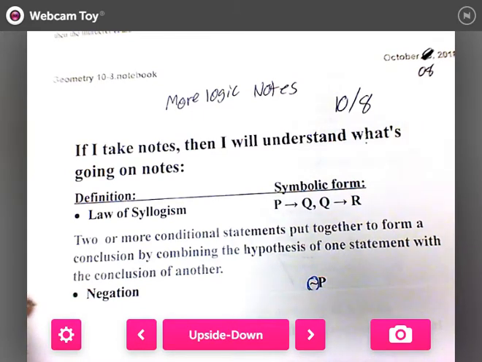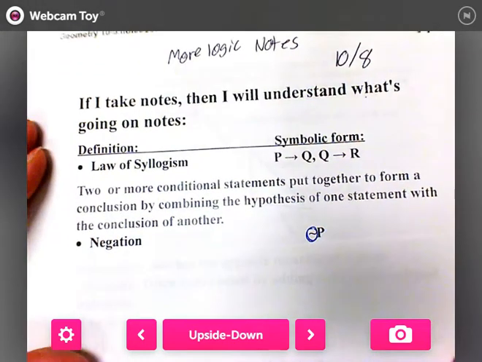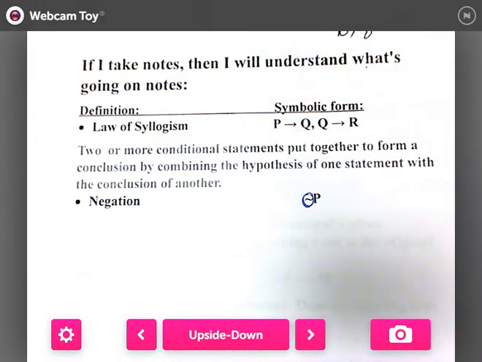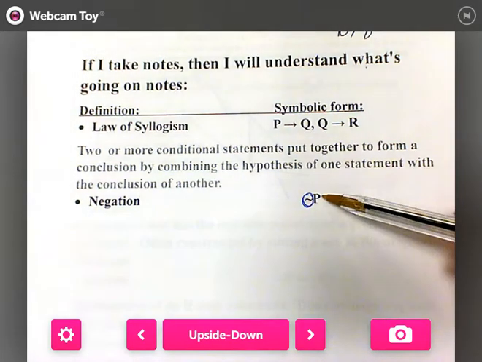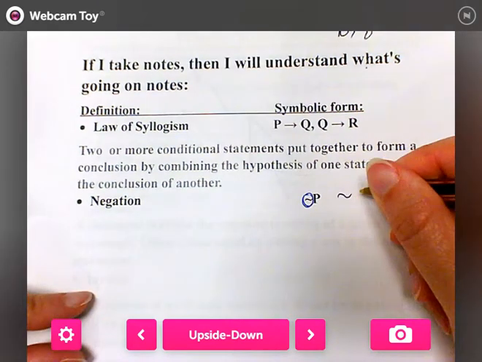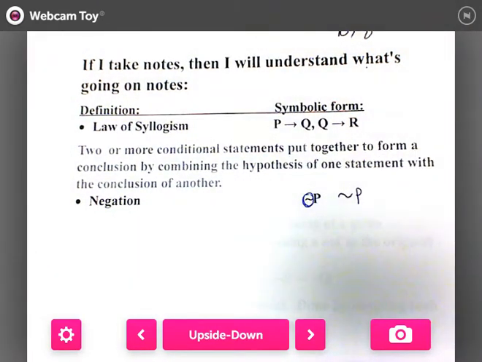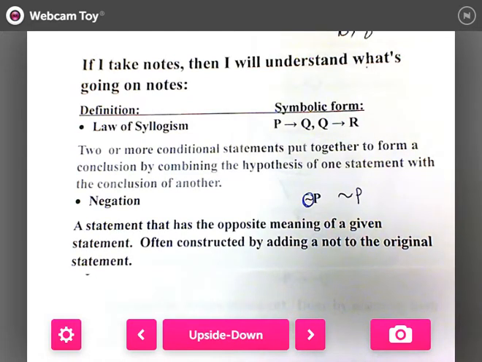We're going to talk about negation. I'm going to move this up. Negation. It's making something negative. See that little squiggle right there? That tells me something's negative. You say negative P. That's negation. So if I don't take notes, then I will not understand what's going on in notes. That's negating it. A statement that has the opposite meaning of an original statement, often constructed by adding a not to the original statement.